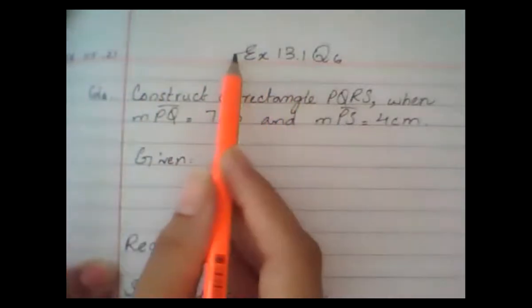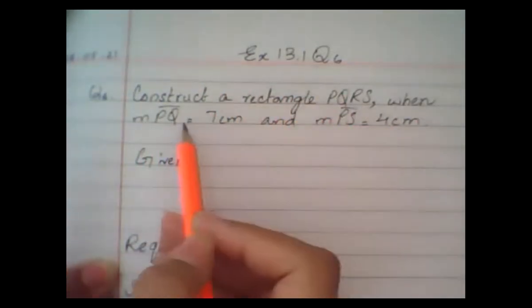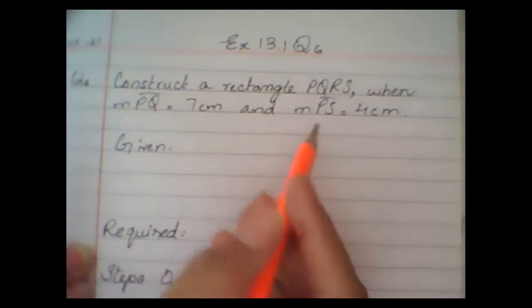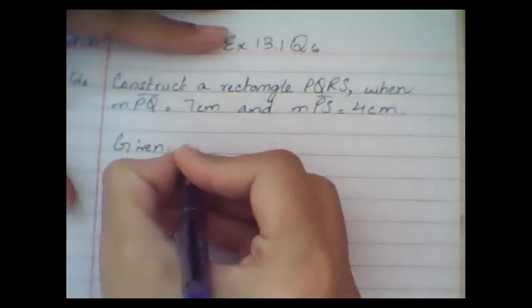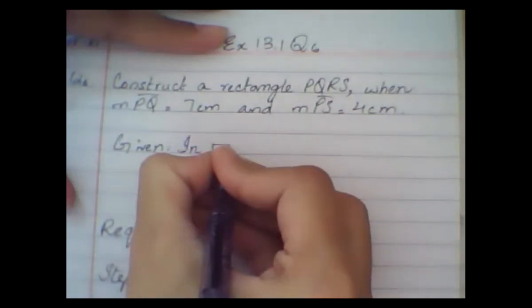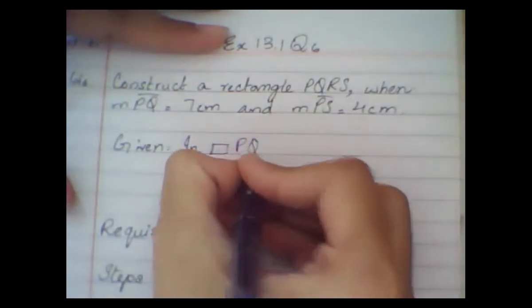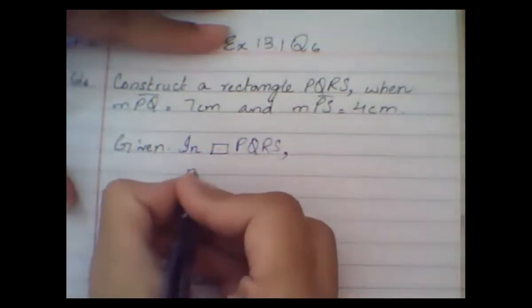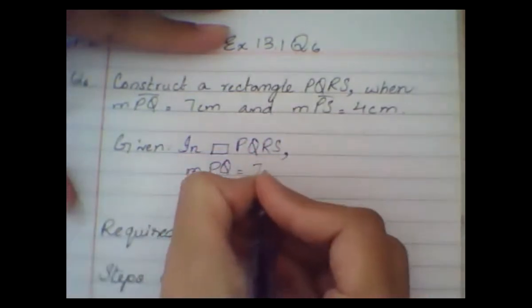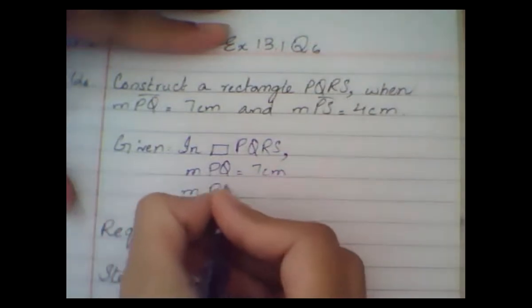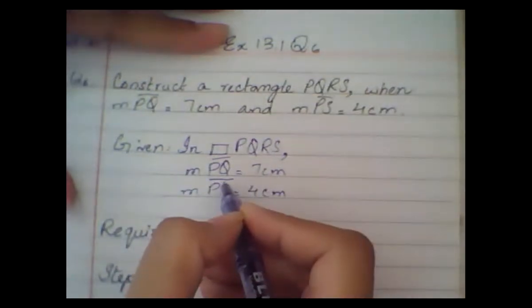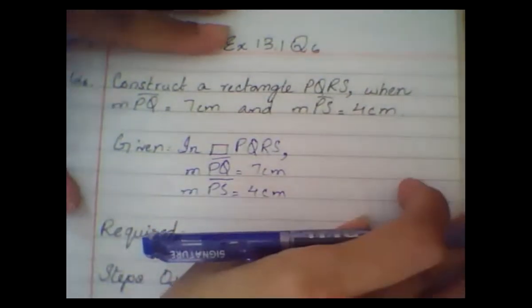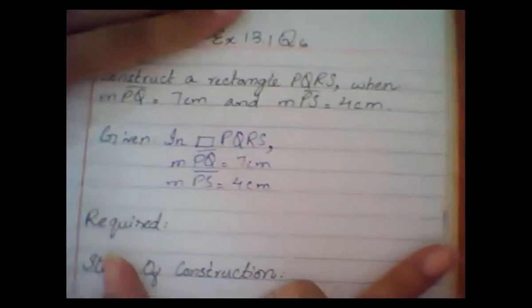First mention the date. Exercise question number 6: construct a rectangle PQRS when measurements PQ and PS are given. So first we have to write down what is given over here. In rectangle PQRS, measurement PQ is equal to 7 centimeters and measurement PS is equal to 4 centimeters. Now according to the property, don't forget to make this line segment over there, right? So according to the rectangle property, we know that the opposite sides of a rectangle are congruent.